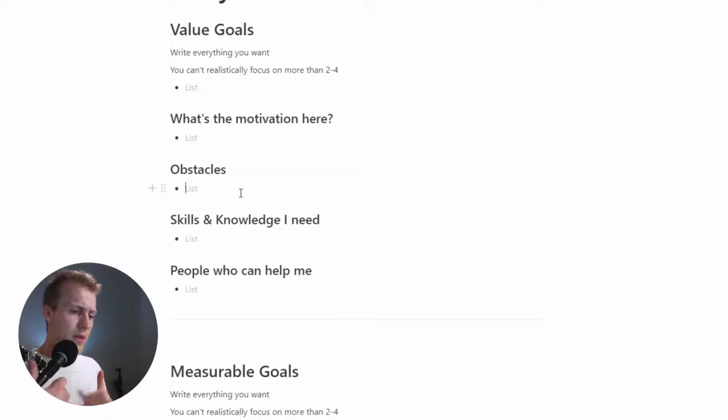Obstacles. What could possibly be in the way of achieving this goal or these goals? Is it money? Is it resources? Is it time? Is it people? Is it equipment? Is it knowledge? What is in the way of not being able to achieve the goal?